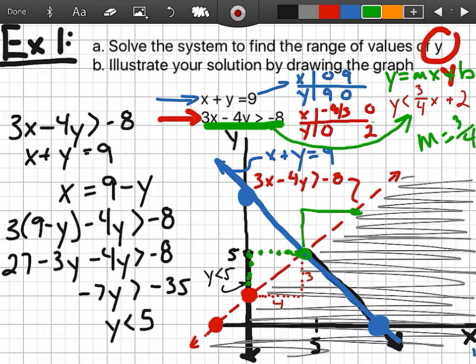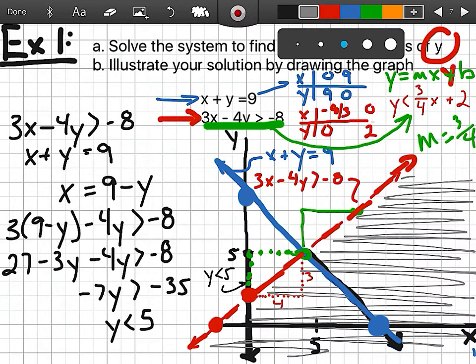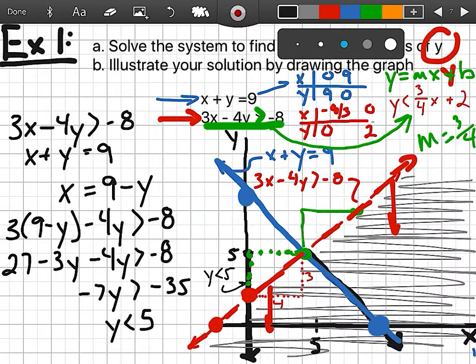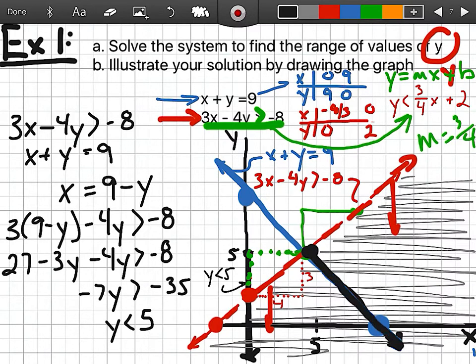All right. Now, because it is an inequality, I draw in a dashed line. In this particular situation, we want the area that is less than negative 8, so that includes the areas below the red line. But because the blue one is an equation, the only valid values are those that are actually on the line itself. It's not an area, it's on the line.